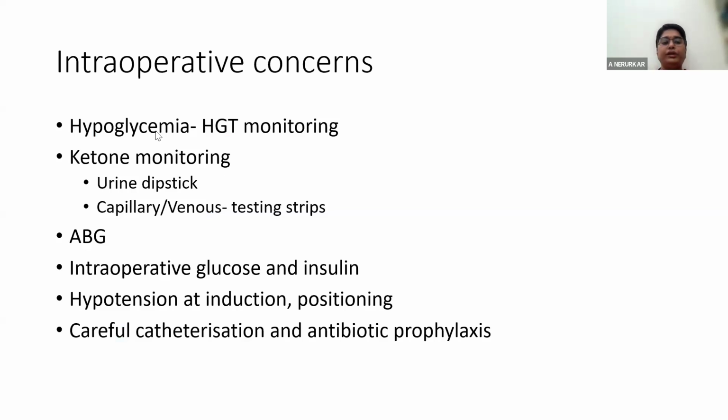So, intraoperatively, one needs to be careful about hypoglycemia as well as hyperglycemia. So, HGT monitoring 1 hourly or 2 hourly is recommended. Ketone monitoring: now, we don't have the capillary or venous testing strip, so you can do a urine dipstick, and one needs to have an ABG. Intraoperatively, glucose and insulin should be given. Be careful of hypotension at induction and during positioning. And in view of increased risk of urinary tract infection, one needs to have careful catheterization with full aseptic precautions if the patient needs a catheterization, and obviously antibiotic prophylaxis.